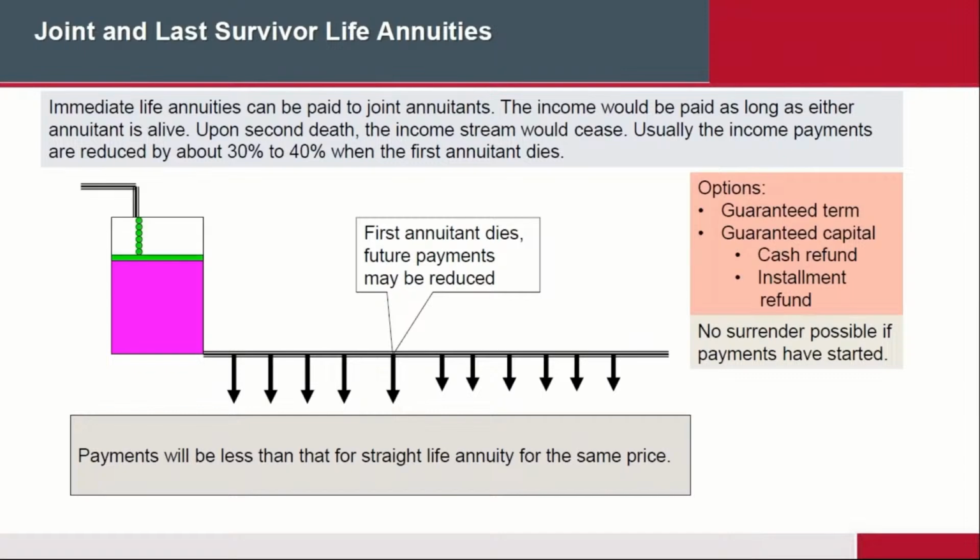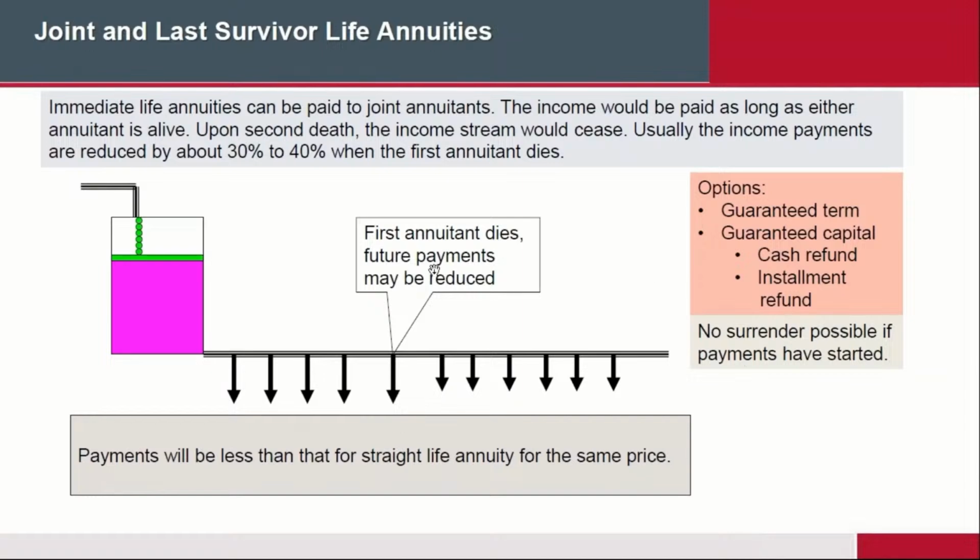Joint last survivor annuities are very, very popular, okay, very popular. So in this case, the annuity pays on a joint basis. So there's two lives, so husband and wife, let's say, whatever, okay? The income will be paid out as long as either annuitant is alive. Upon the second death, the income stream will cease. So usually the income payments are reduced by 30 to 40% when the first annuitant dies. So in other words, once again, you've got this pot of money, and just because you've got the money, yes, you can cash out just like you did before. But once you start making payments, you cannot cash out.